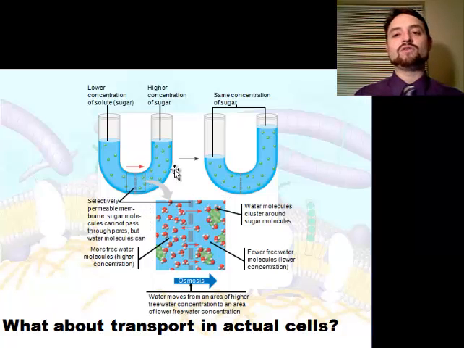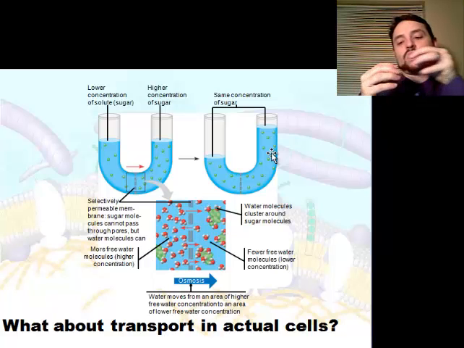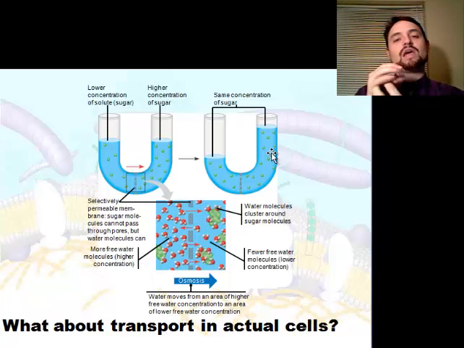And what happens is if you have a lot of solute on one side and very little on the other, then water will pass through that membrane and fill up the side with more solute. And the reason is because of free water. The solute that's in the water will cause the water to bind to different parts of it, and there won't be a lot of free water floating around.